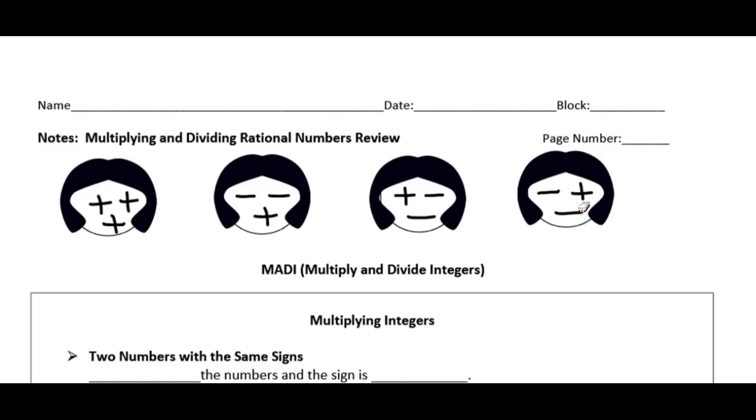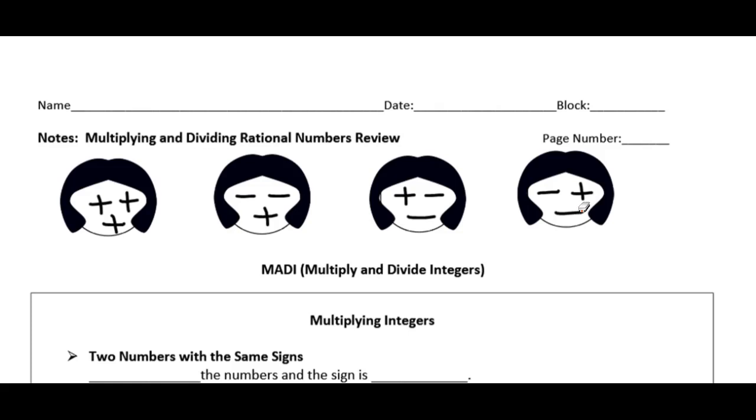So if you are multiplying two numbers that are positive or multiplying two numbers that are negative, you're always going to get a positive answer. And if they're different, if one's positive and negative or one's negative and positive, you'll get a negative answer.